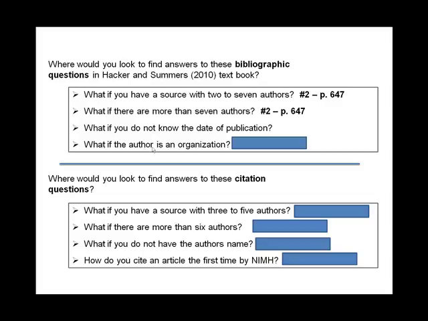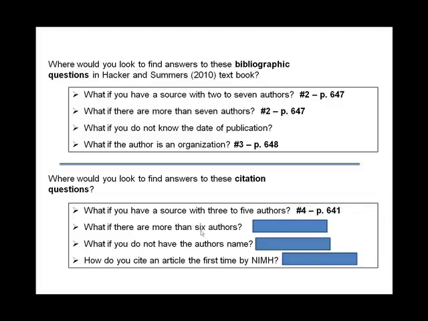What if the author is an organization? It's not a single author or a person, but it's an organization. Where are you going to look in Hacker and Summers to find the answer? Number 3 on page 648. What if your source has 3 to 5 authors? Where are you going to look? You look on number 4 on page 641.